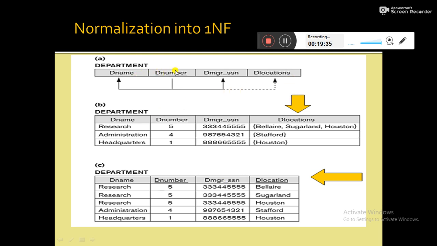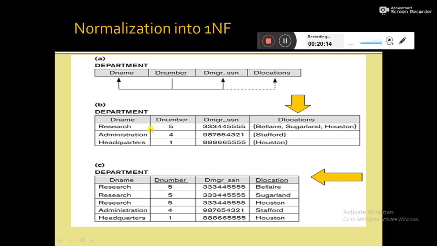Suppose this is the table given, department, with the following attributes: department name, department number, MGR_SSN and D location. Here department number is the primary key, and with the help of this arrow we are defining the functional dependencies. The arrows go towards D name, towards D MGR SSN and towards D location. From D number means D name, D MGR SSN, D location are all functionally dependent on D number.